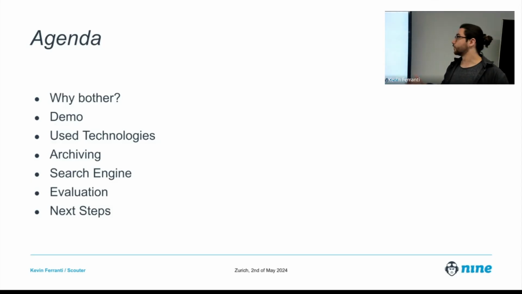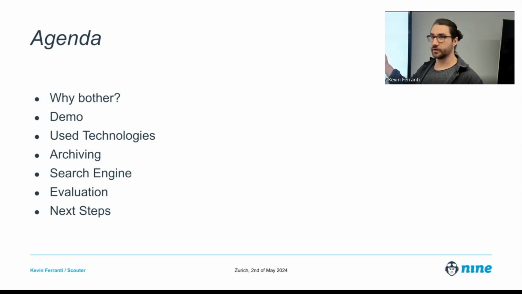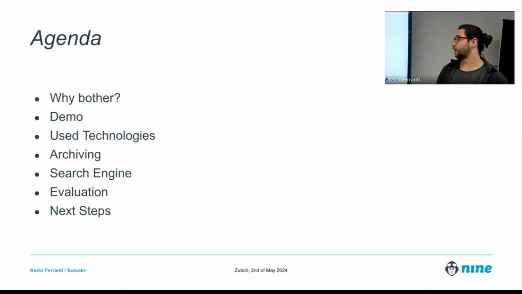I'd like to go through the points that I'm going to cover next. First, I want to answer the question, why bother? Like, what is it for? And then I'd like to show you a demonstration. I'd like to inform you about the used technologies. There are 2 main objectives. The first one is archiving. The second one is the search engine part. At the end, I want to evaluate and show you the pros and cons. And then I want to inform you about the next steps that are ahead of us.